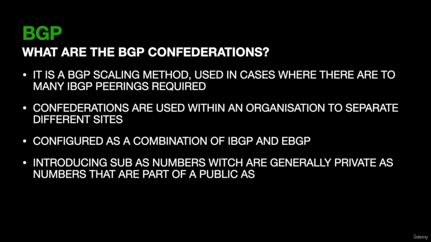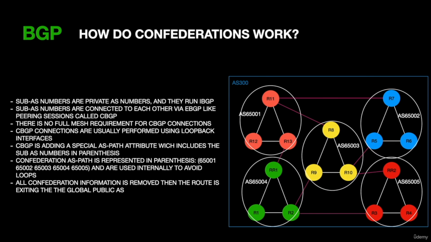And this new stuff is called sub-AS numbers, which are generally private AS numbers that are included in a public AS. I will show you what this means. Basically, we'll have an AS300, for example, and AS300 is logically divided into multiple private AS numbers. So we can group several routers in AS65001 and so on.